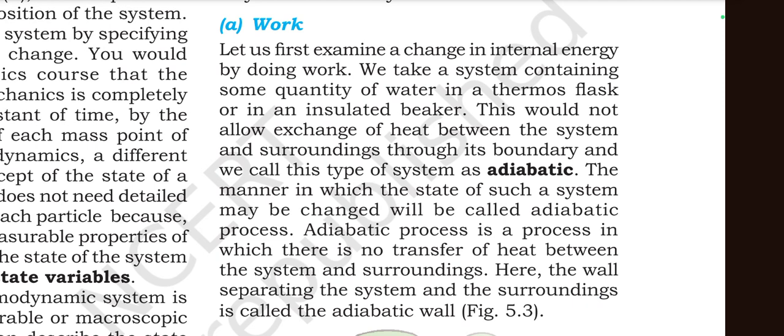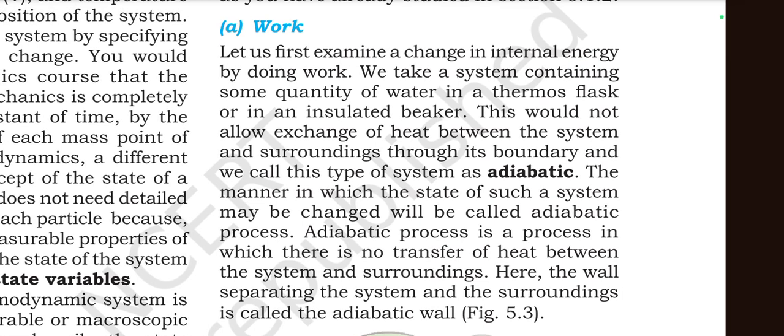Work. Let us examine a change in the internal energy by doing work. We can take a system containing some quantity of water in a thermal flask or an insulated beaker. This would not allow exchange of heat between the system and the surroundings through its boundary, and we call this type of system adiabatic. The manner in which the state of the system may be changed is called an adiabatic process. An adiabatic process is a process in which there is no transfer of heat between the system and the surroundings. Here, the wall separating the system and the surroundings is called an adiabatic wall.